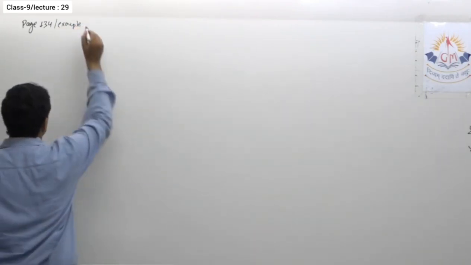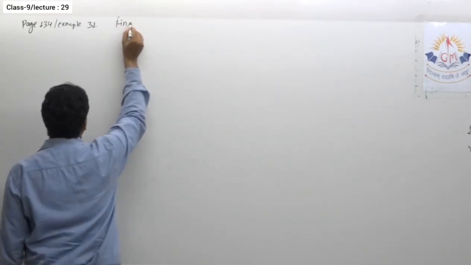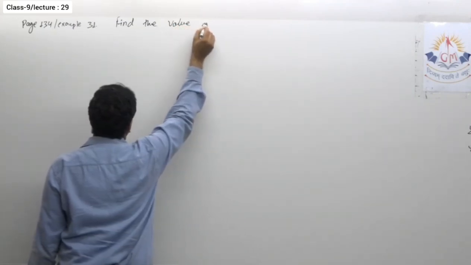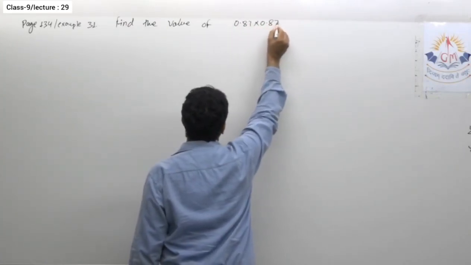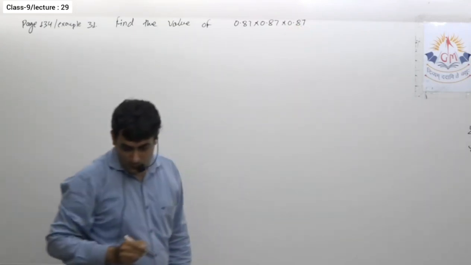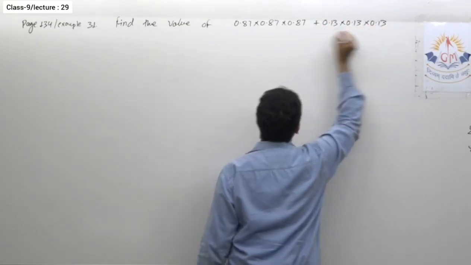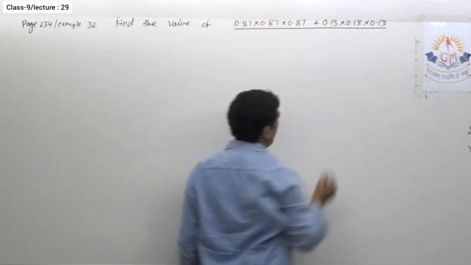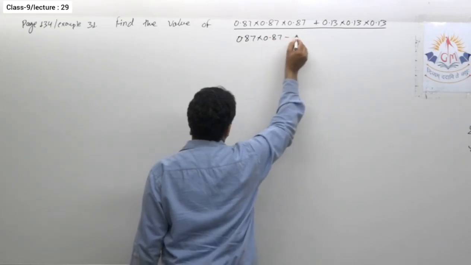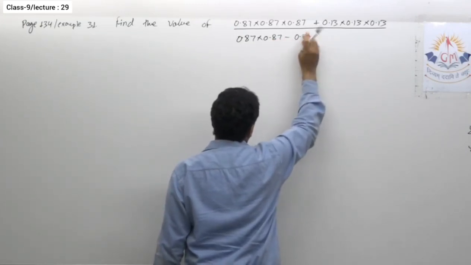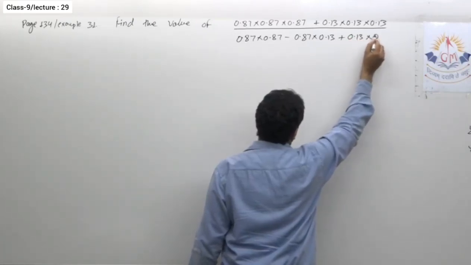Example number 31. The question is to find the value of 0.87 multiplied by 0.87 multiplied by 0.87 plus 0.13 multiplied by 0.13 multiplied by 0.13, whole divided by 0.87 multiplied by 0.87 minus 0.87 multiplied by 0.13 plus 0.13 multiplied by 0.13.